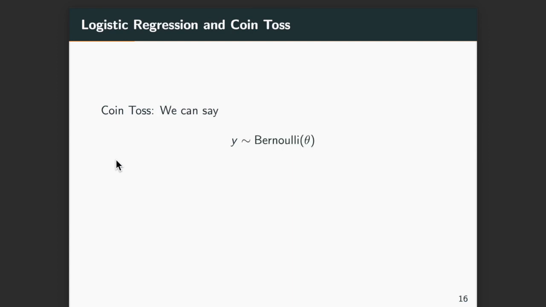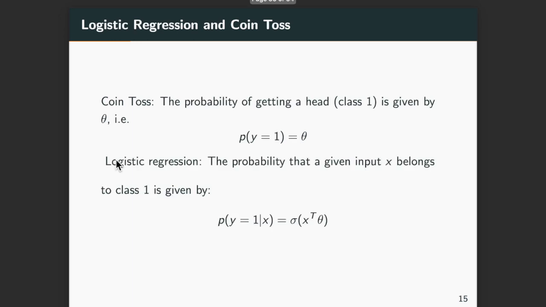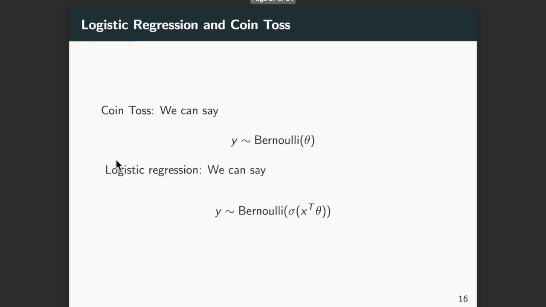We can equivalently say that y is Bernoulli distributed with parameter theta for the coin toss. For logistic regression, the equivalent thing is that y is Bernoulli distributed with the parameter sigmoid of x transpose theta.